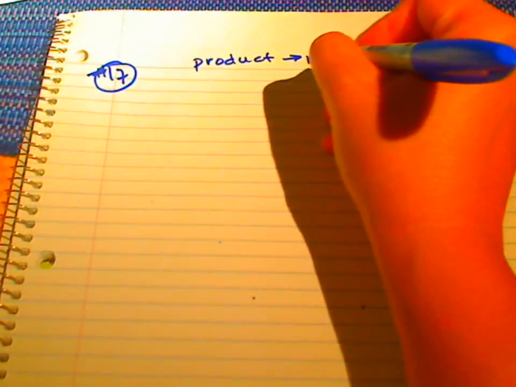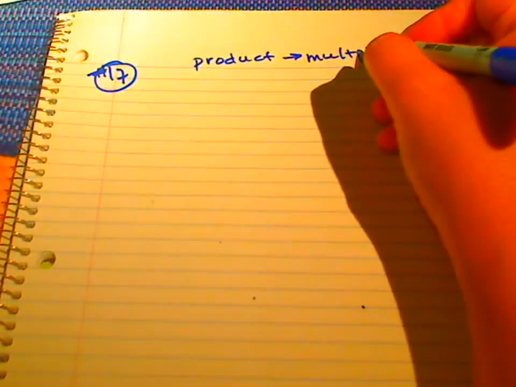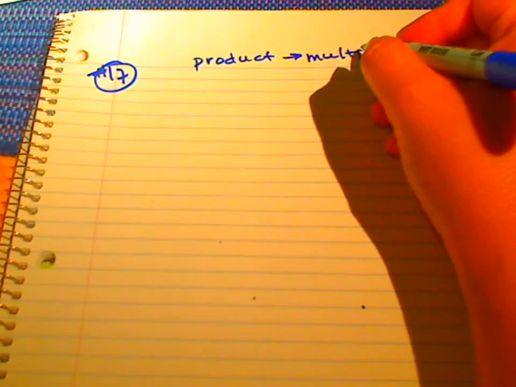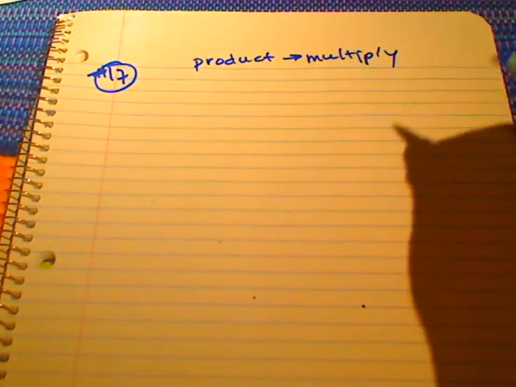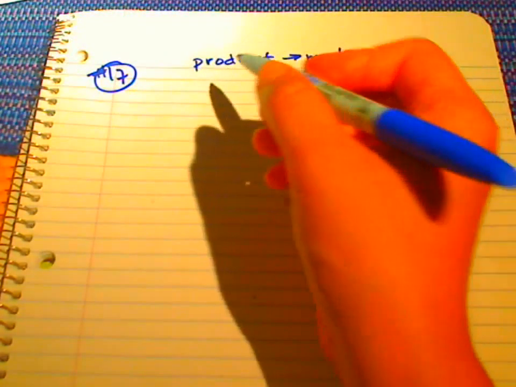It says the product of two consecutive integers is 210. What are they? Right, product means multiplying. So product, we're going to have to do some multiplying here. M-U-L-T-I-P-L-Y, there we go. And it says integers.